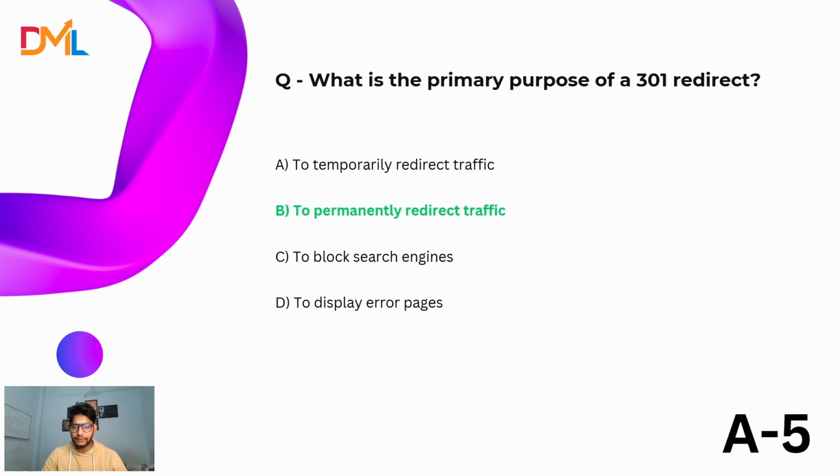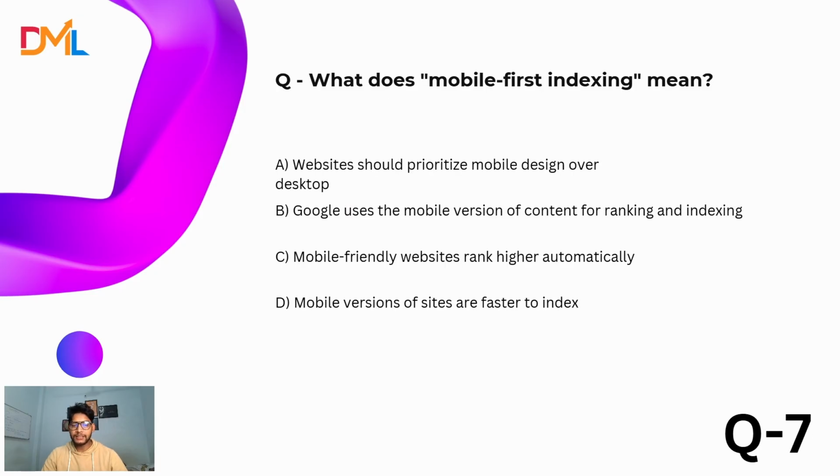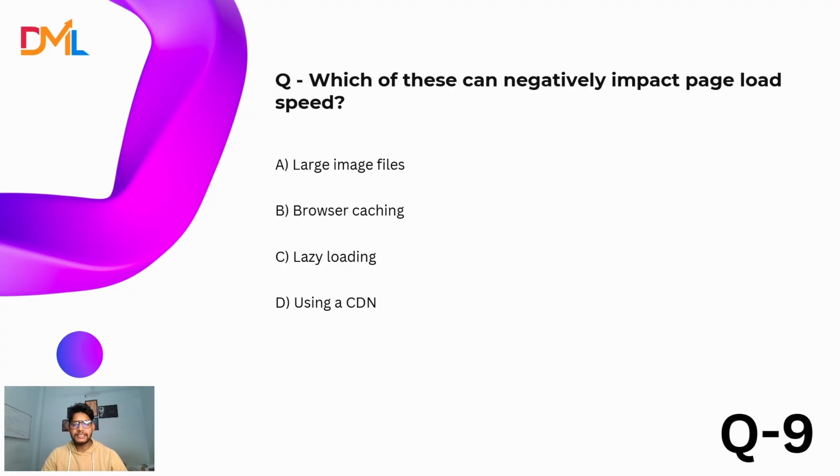To permanently redirect traffic. What HTTP status code indicates a page not found error? 404. What does mobile first index mean? Google use the mobile version of content for indexing and ranking. Which tool is commonly used to monitor crawl errors? Google Search Console. Which of these can negatively impact page load speed?